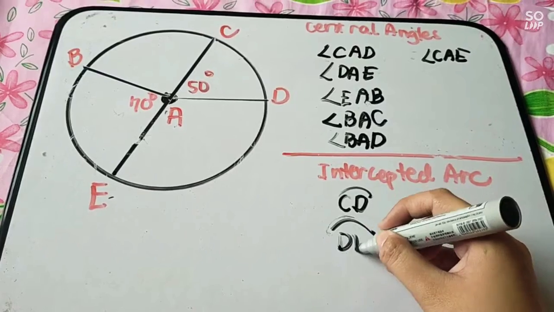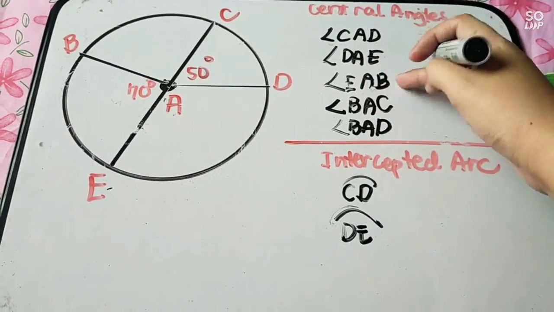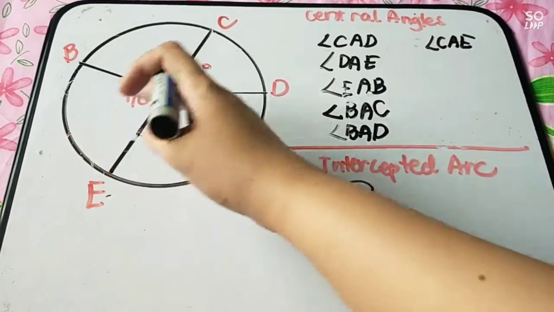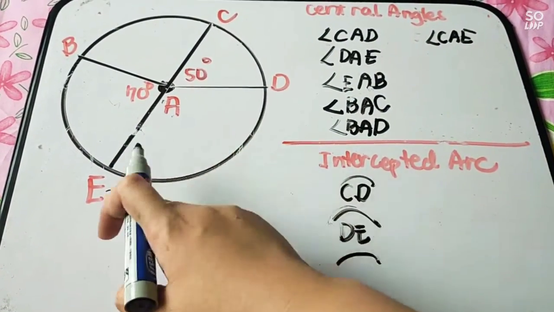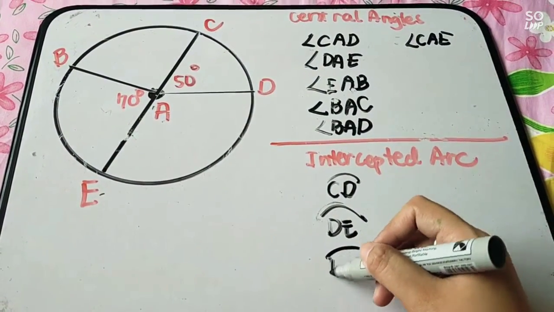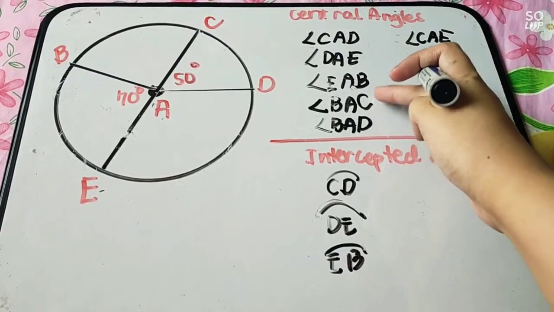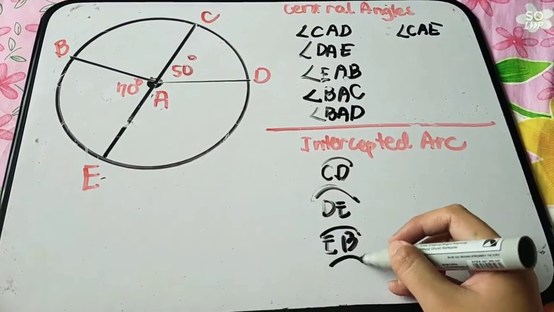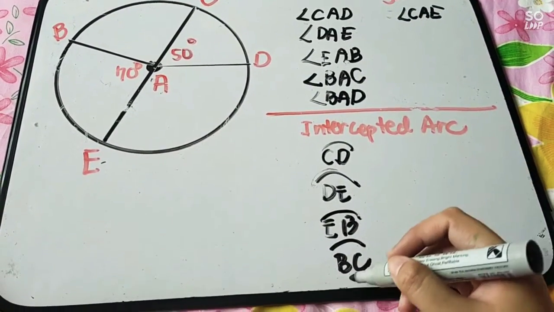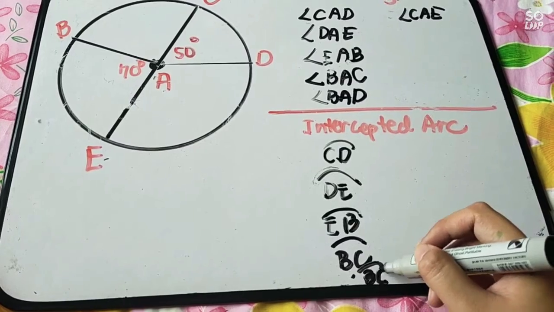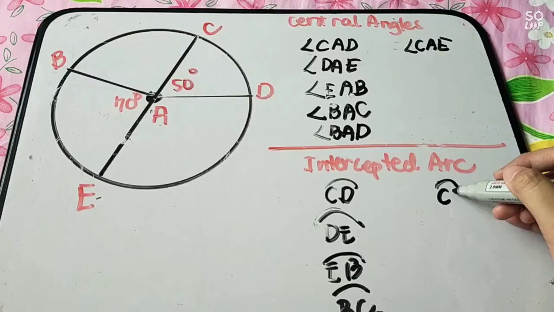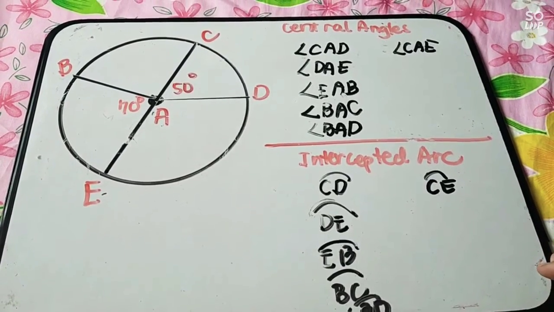So, we have DE. Next tayo, EAB. Kanyang intercepted arc ay CEB. Ayun, EB. Ano mo? We have EAB. Yun yung intercepted arc niya. Yung dalawang dulo lang. We have EB. Next, this one, ang intercepted arc niya is CBC. And this one, we have here arc BD. Yan. Next, this one is arc CE. That is the intercepted arc.